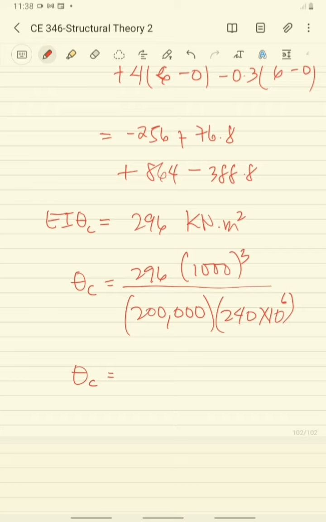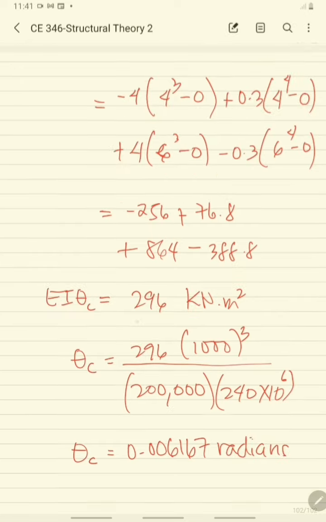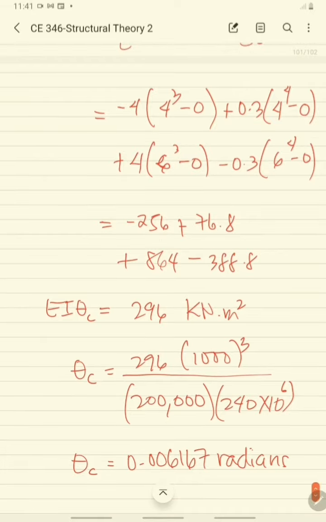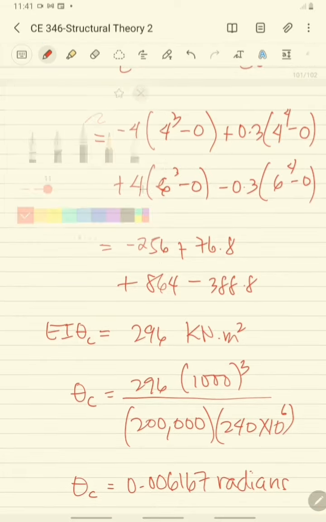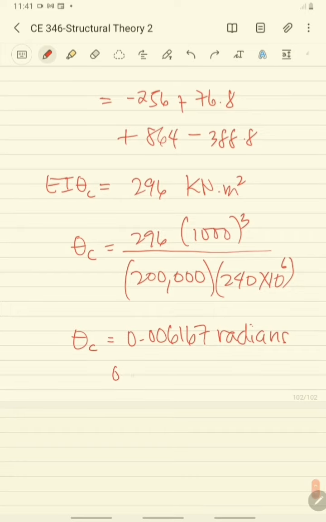So that is equal to 0.006167. This is in radians. Or you can convert this into degrees, and this is equal to 0.006167 times 180 divided by 3.1416. So that is equal to 0.353 degrees. Okay, this is our answer.